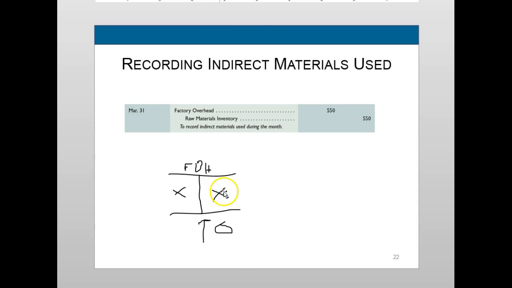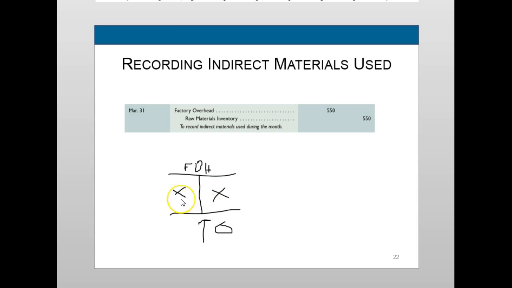Now this is my applied right here. I've been applying overhead throughout the period. And I'm coming back now and I'm saying, oh, I took this out of raw materials. It's an indirect. I have to apply that to factory overhead. So I take it out here and I apply it. Now notice that's a debit. So that gets debited here.